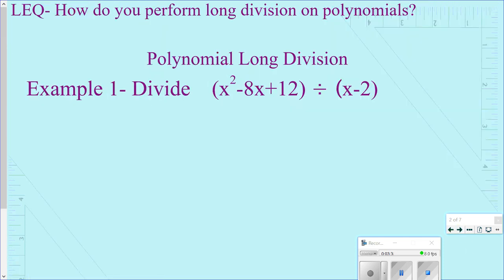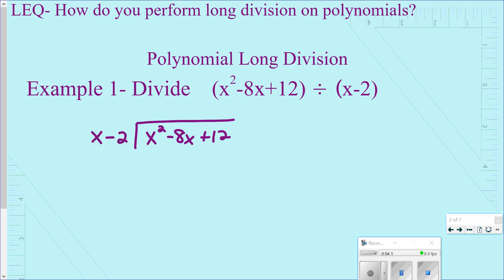All right, so today we're going to be looking at long division with polynomials, with expressions involving variables. So we are going to set it up the same way. We're going to put our dividend, which is what we're dividing into, inside the house, I think you called it when you were younger. So we're going to put the x squared minus 8x plus 12. Then the divisor is our x minus 2. That's going to go on the outside.